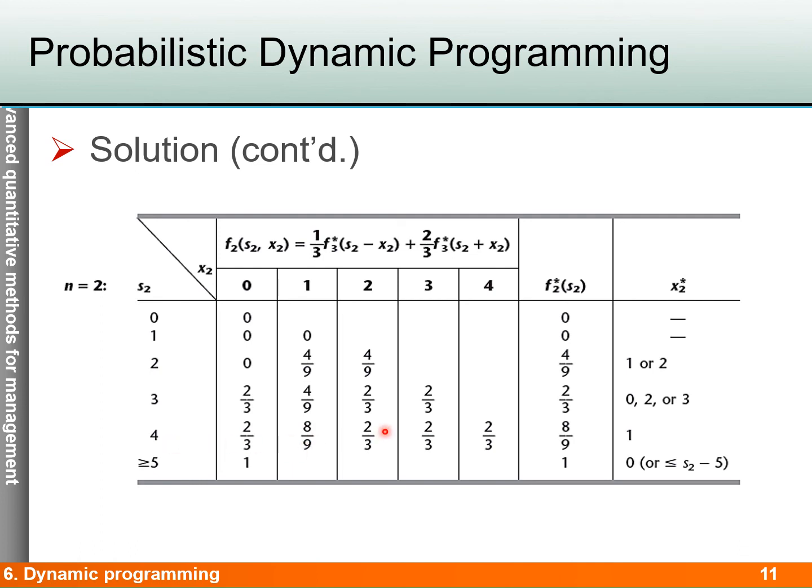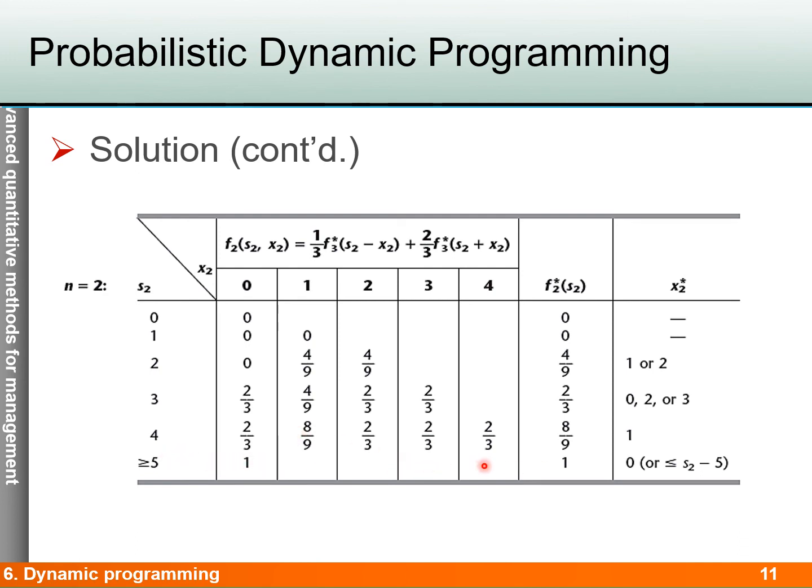As you see here, guys, all of these parts are 2/3. Why? Because 4 minus 2 is 2, 4 minus 3 is 1, and 4 minus 4 is 0. So all of this part is 0 based on the previous slide, and what happens is this part. So let's check this line. The maximum is 8 divided by 9. That comes from making a decision of betting 1 chip.